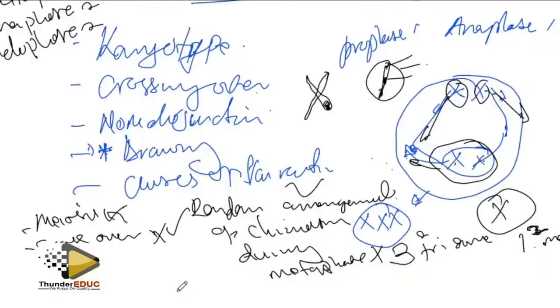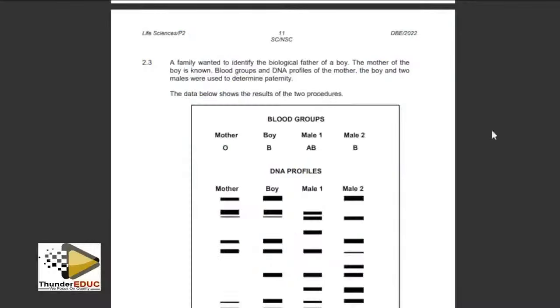Then plus you can talk about mutation, random fertilization, unless they have said give 3 causes of variation during the process of meiosis. Then now you talk about crossing over, random arrangement of chromosomes, and then you can talk about mutation. Then you don't talk about random fertilization or random mating. You don't talk about it. Yeah, I think that is the meiosis.